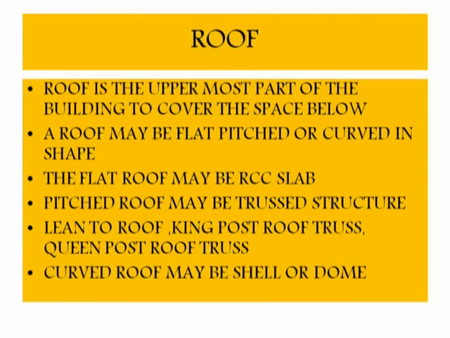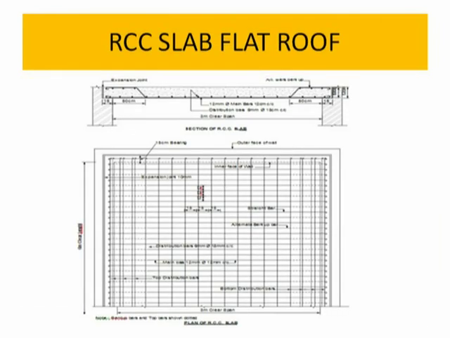Then there is the pitched roof, which may be a trussed structure. Trussed structures are also provided as a roof, and this is known as a pitched roof. Another pitched roof is the lean-to roof. There are two truss types: one is a king post roof truss and another is a queen post roof truss. A curved roof may be a shell or a dome. The dome is also an example of a roof, and this comes under the category of the curved roof.